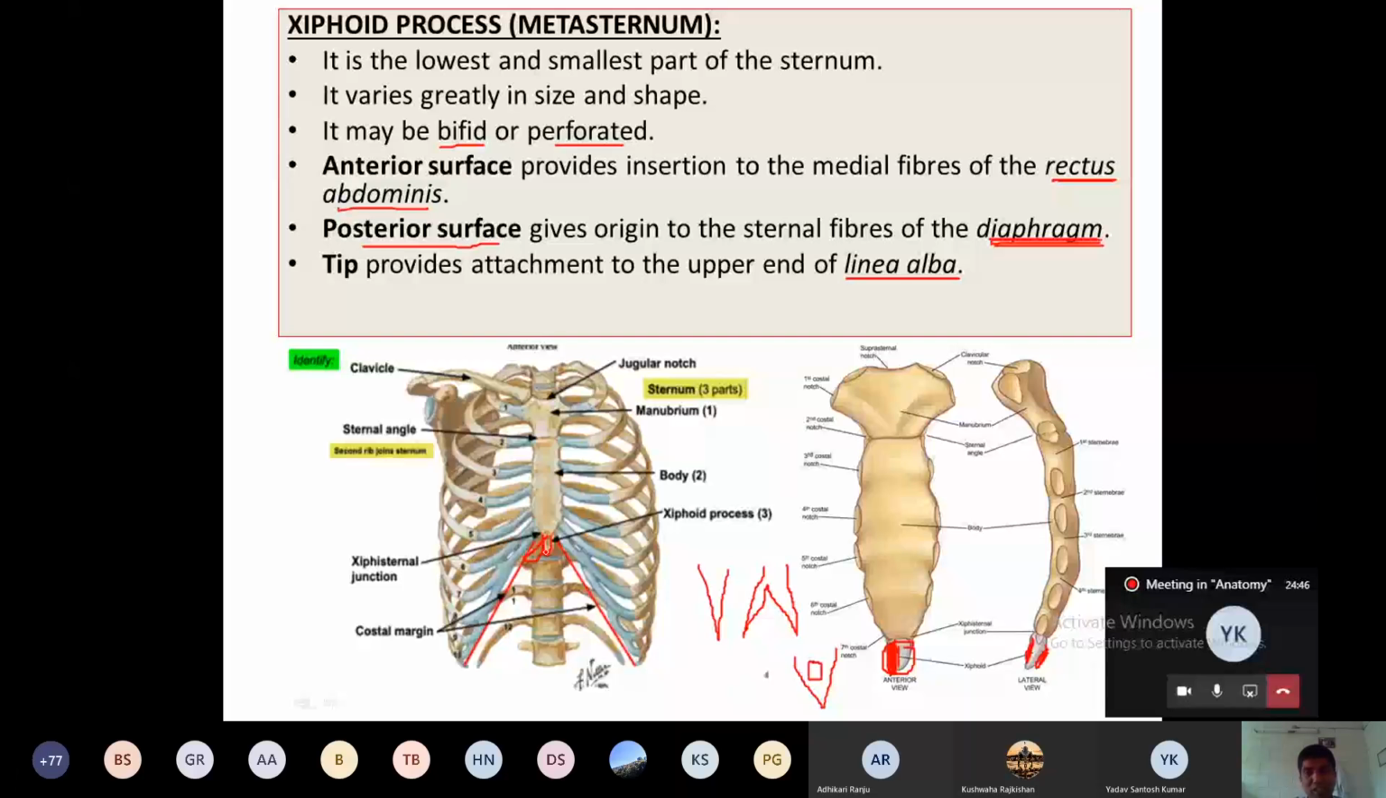The details of this linea alba we'll discuss in the third semester. Today, just remember it's an aponeurotic line formed by the interlacing of the aponeuroses. So this is attached here onto the tip of the xiphoid process and extends downward towards the pubic symphysis. So this attachment you also have to know, linea alba. So these are the structures which are attached onto the anterior and posterior surface and onto the tip of the xiphoid process.